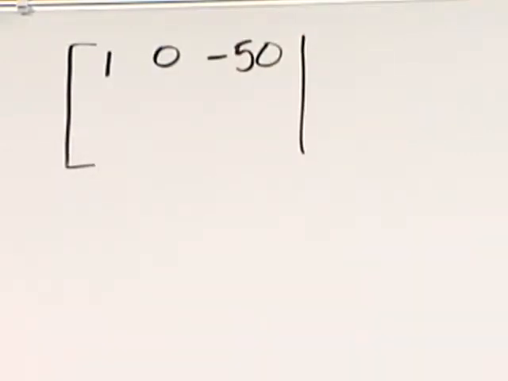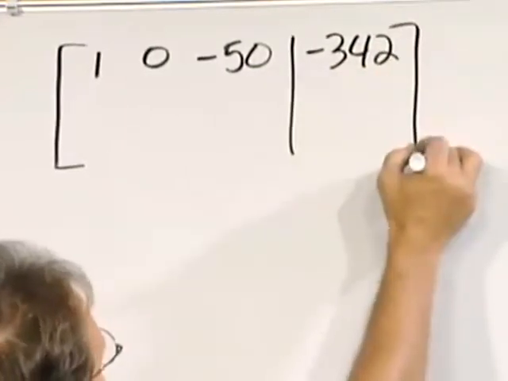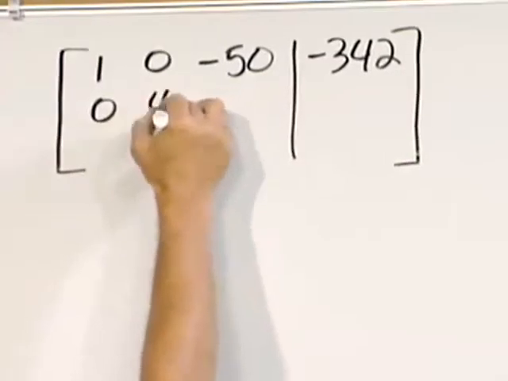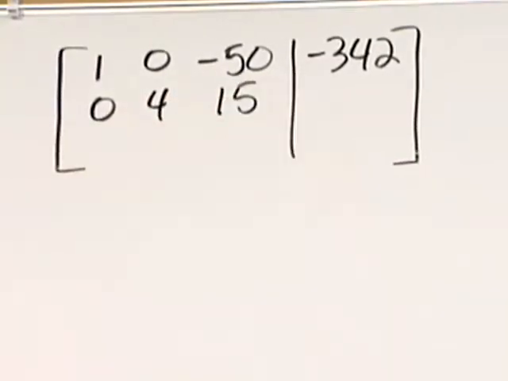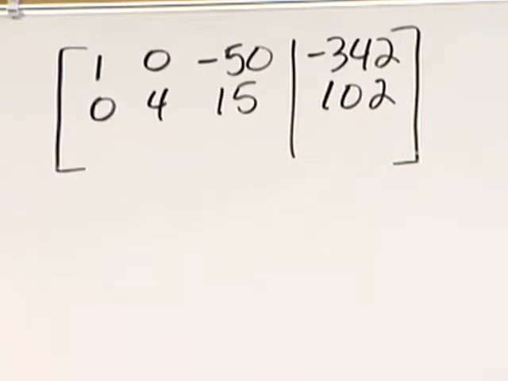And then in the constant column, we would have 168 minus 5 times 102, and that would give us a result of negative 342. Now, row number 2 is remaining the same: 0, 4, 15, and 102. Row number 3, we're going to add negative 2.5 times row 2.